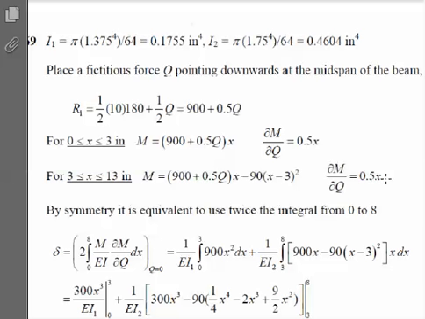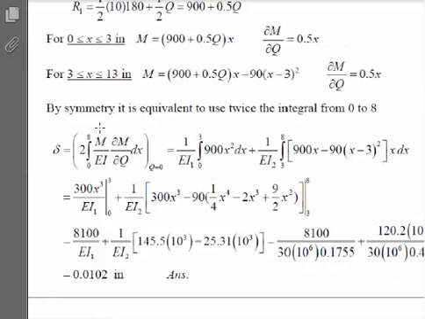Now, because we're going to use symmetry, we don't need to let X go out beyond the Q. We'll just use symmetry. So by symmetry, we can use 2 times M times the partial of M, integrating between 0 and 8. But of course, we've got to break this one up into two different regions because of both moment of inertia and the moment equation. The I value changes.